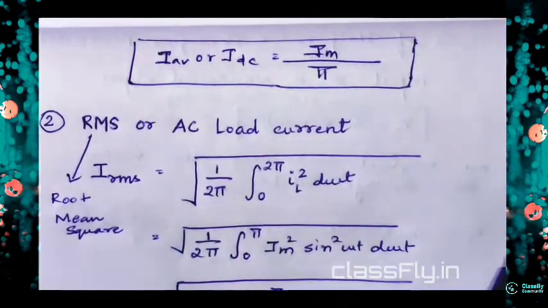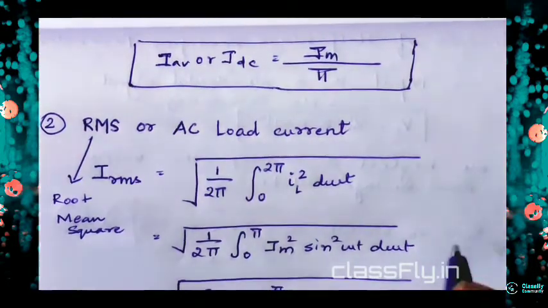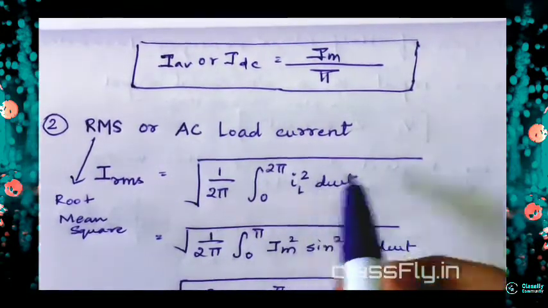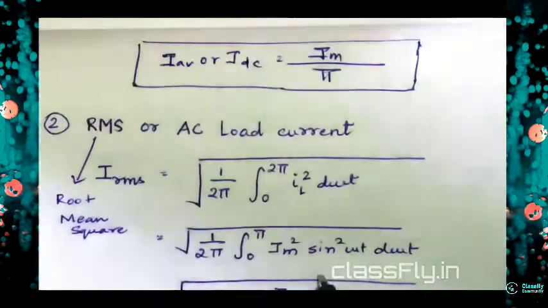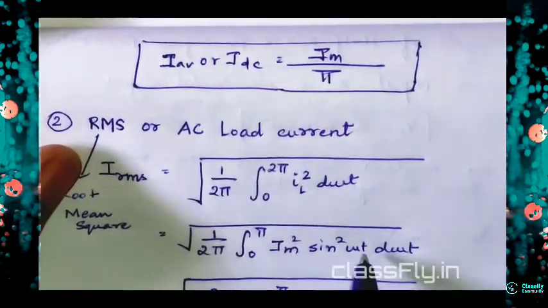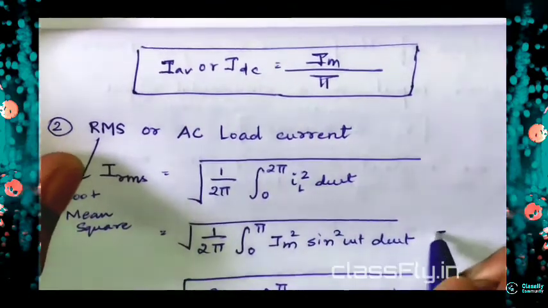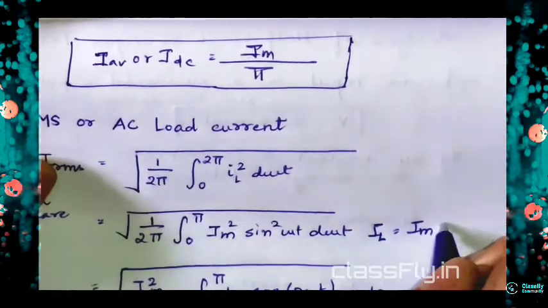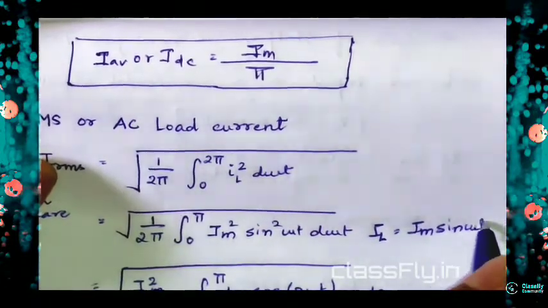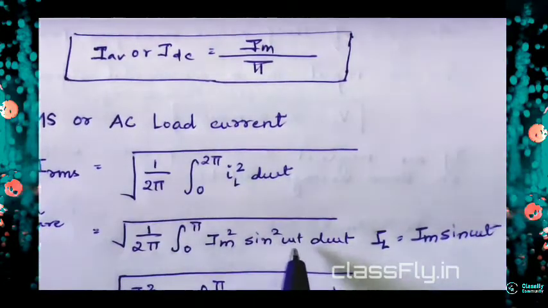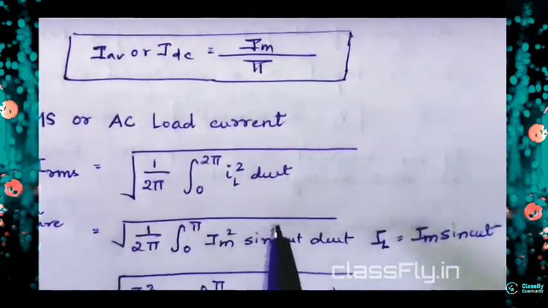We know that pi to 2 pi is negative, so we will not write that here. That is the 0 part, where the current will not flow. We will take this one, and IL square is equal to, we know that the equation is Im sin omega t, right? IL is basically Im sin omega t. So here it is Im square sin square omega t, because we are doing square here.